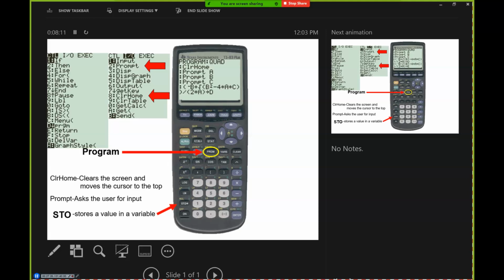Luke. STO button there at the bottom. Look at the PowerPoint. I'm pointing to it. Yes. How do you put the square root? So that's second, and then the x squared button there.